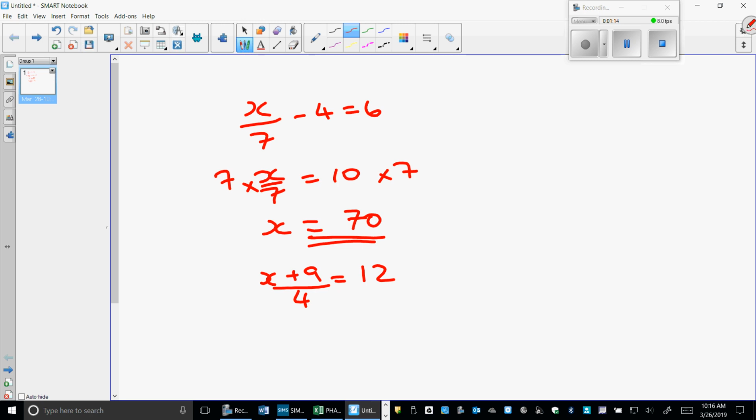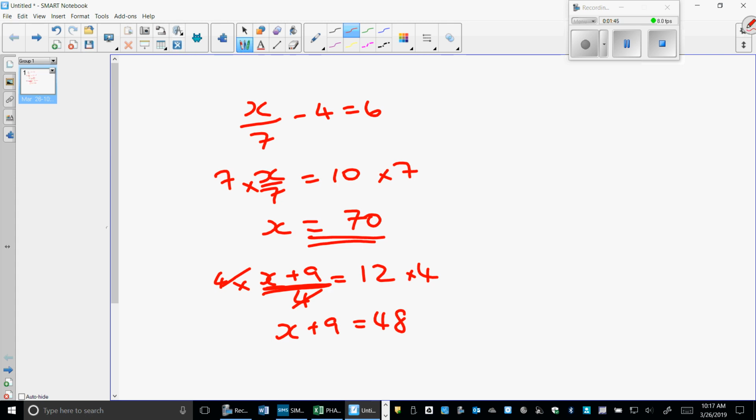So x plus 9 all divided by 4. Remember this line underneath implies that there's essentially a bracket around the x plus 9. So we have to deal with that 4 first of all. We first multiply both sides by 4, because that got rid of that. And then you subtract 9. So it gives you 39.